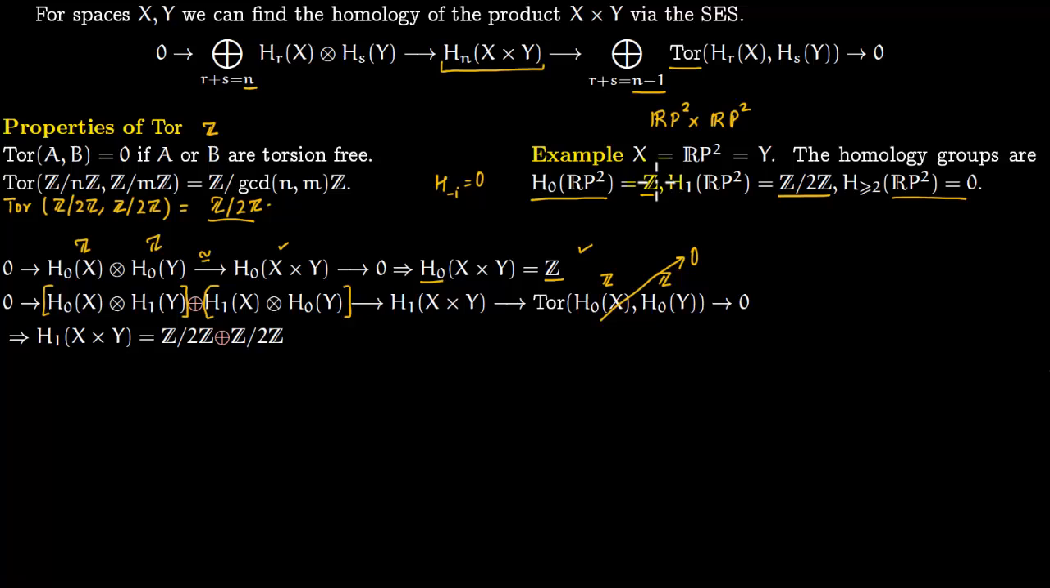So H0 is the integers and H1 is Z modulo 2Z. So this thing is integers and this thing is Z modulo 2Z. Similarly here, H1 is Z modulo 2Z, and this is just the integers. If you take integers tensor Z modulo 2Z, you just get this, and the same the other way. So H1 is Z modulo 2Z direct sum with Z modulo 2Z.